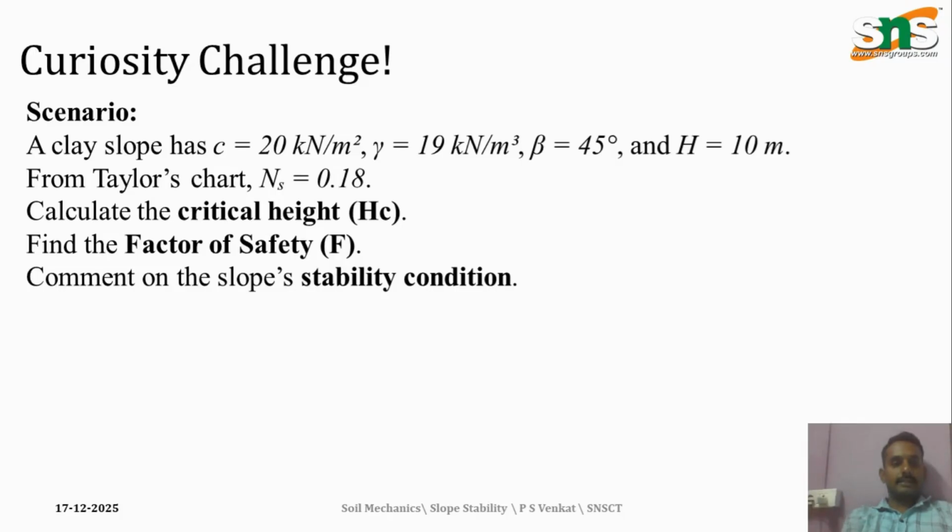Next is curiosity challenge. For a clay slope having a cohesion 20 kilonewton per meter square, unit weight 19 kilonewton per meter cube, and angle of slope 45 degree, and height of slope is 10 meter. So from Taylor's chart, we have to calculate the critical height and find the factor of safety and comment on slope stability condition.